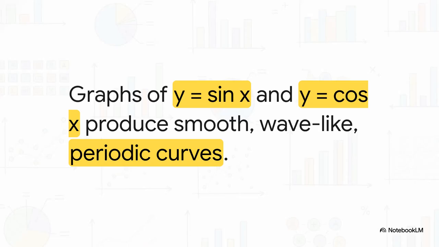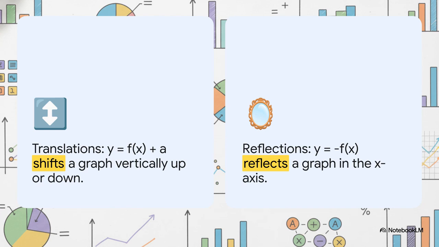And finally, the trig graphs. Sine and cosine are the famous ones, and they both produce these smooth, repeating wave patterns. We call them periodic because the shape just repeats itself over and over again, kind of like waves in the ocean. So, once you know the basic shapes, you've got to be able to move them around.